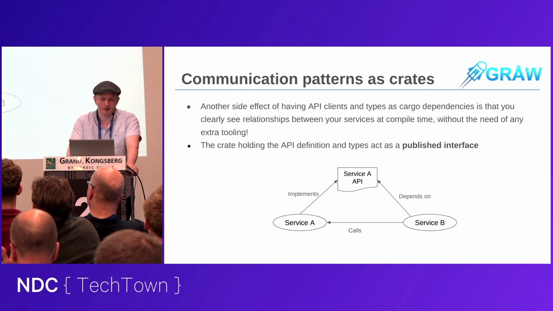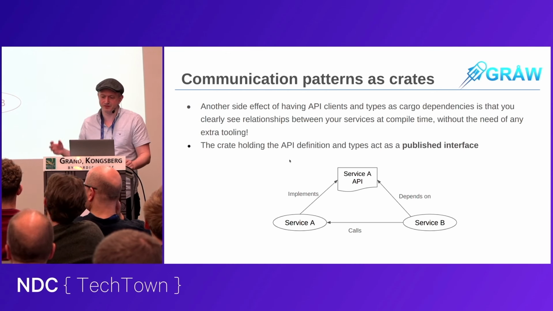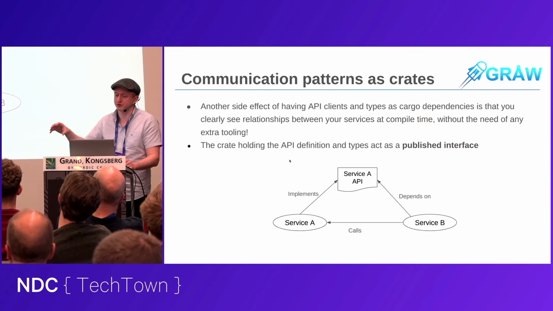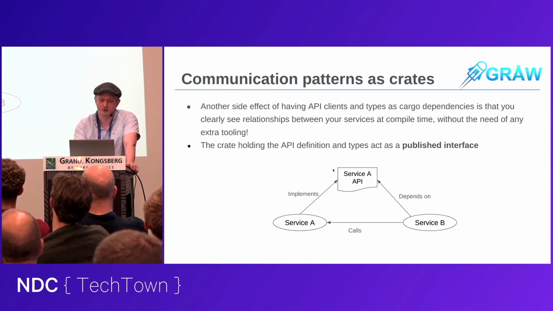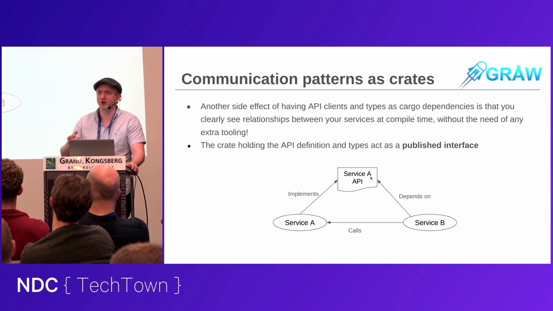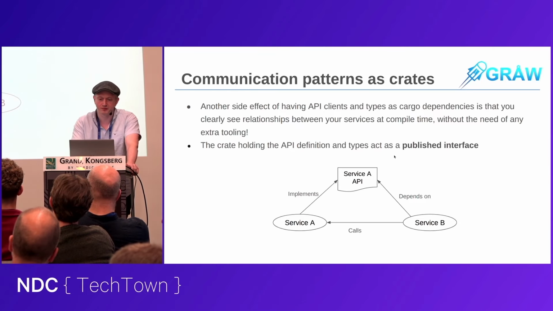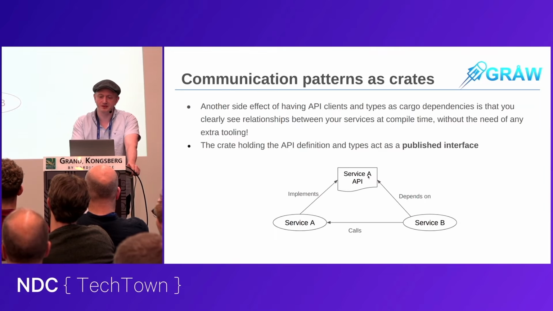And on the little bit more abstract side of things, this allows you to visualize communication patterns in your systems as pure cargo crates. You see, we have this published API crate here that would be implemented by service A, but service B depends on it. And then at compile time, you can see who is actually talking to whom in your system by just looking at the dependencies of these crates. Of course, then you need to make sure you expose all the types needed by the API as well as the service definition.